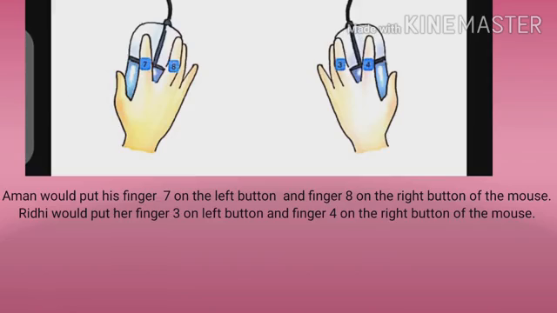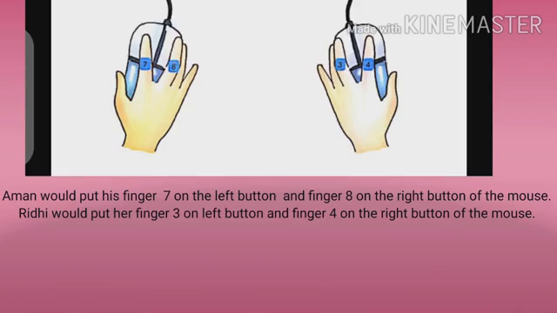Now look at this picture carefully. Aman would put his finger 7 on the left button and finger 8 on the right button of the mouse. Likewise, Riddhi would put her finger 3 on the left button and finger 4 on the right button of the mouse. Why would Aman put his finger 7 on the left button? Aman ने finger 7 ही left button पर क्यों रखी? Because Aman is right-handed.